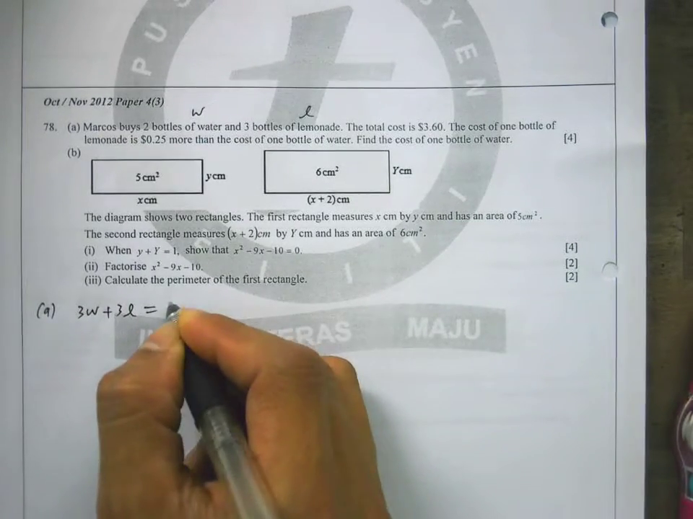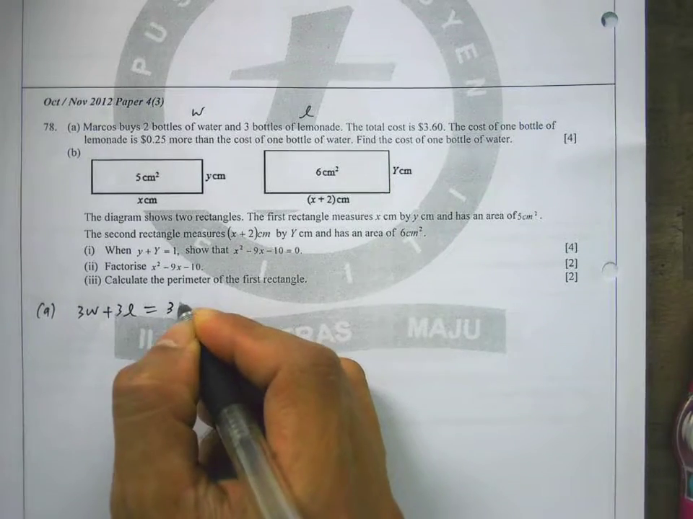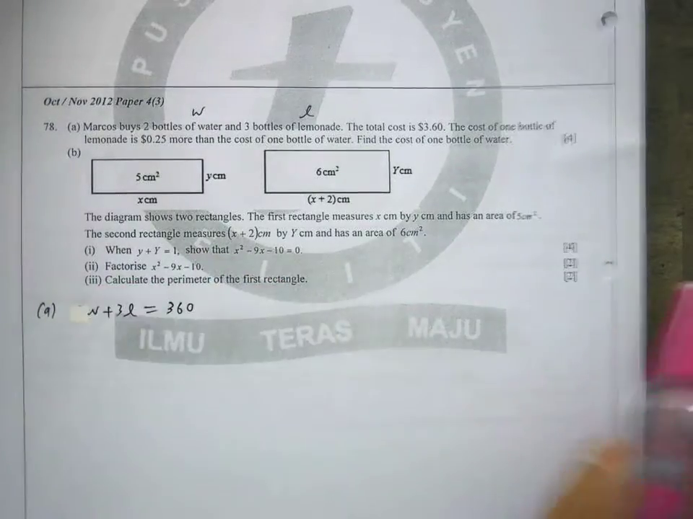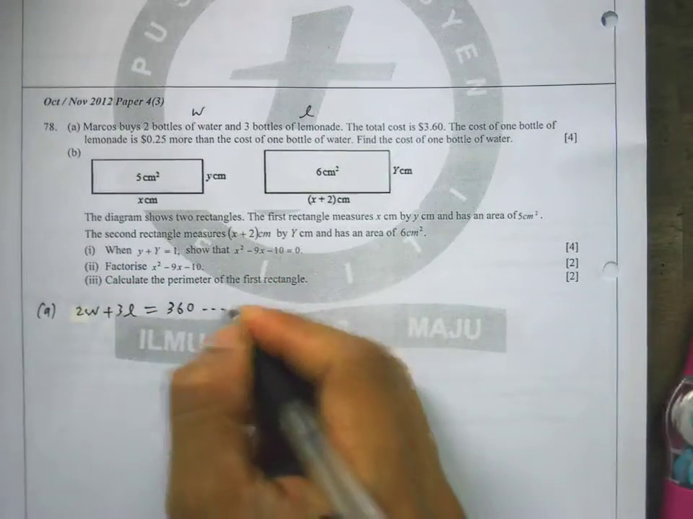Total cost is 360. So I'm just going to use cents, 360. So 2W plus 3L equals 360. I'll leave this as equation number 1.